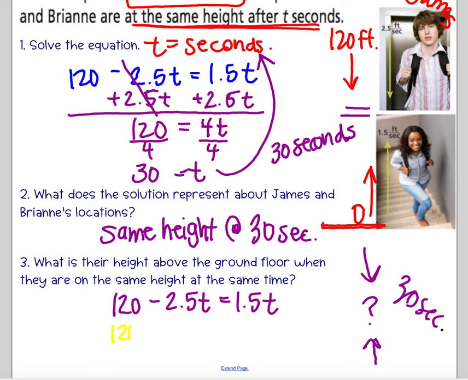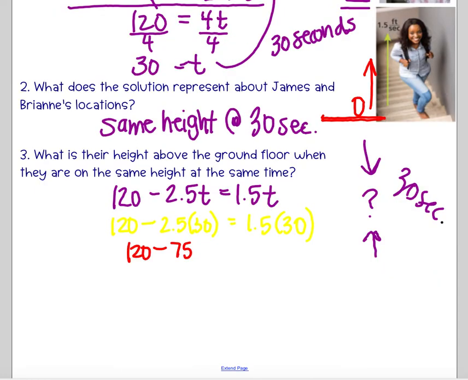So 120 minus 2 and 5/10 times 30 seconds is equal to 1 and 5/10 times 30 seconds. And let's figure out where they are on the stairs and elevator. What's their height? 2 and 5/10 times 30 is 75. And 1 and 5/10 times 30 is 45. 120 minus 75 is 45, equals 45.